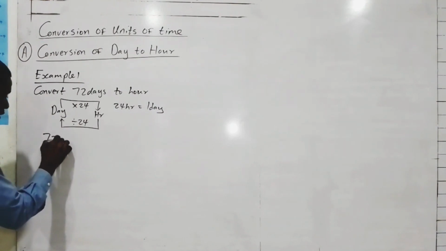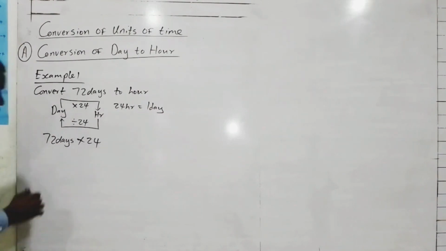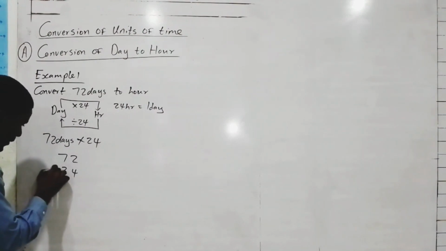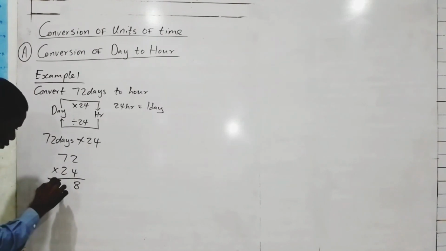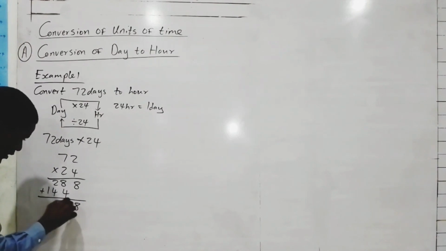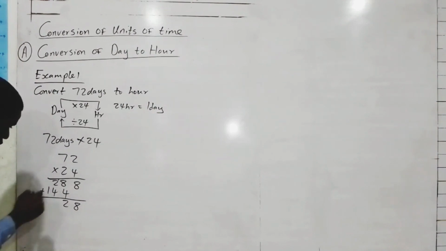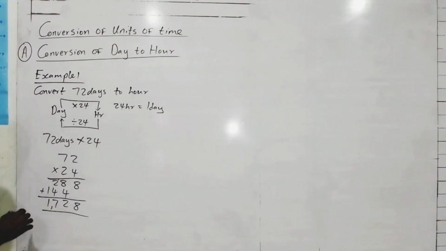So we want to convert from large unit to small unit, so we are multiplying. So we have 72 days times 24. So let's take our multiplication. We have 72, 24. 2 times 4, that's 8. 4 times 7, that's going to give us 28. 2 times 2, that's 4. 2 times 7, that's 14. You add up your number, 8. 8 plus 4, that will give us 12. Keep your 1. 1 plus 2, that's 3. 3 plus 4, that's 7. 1. So our final answer is 1728.